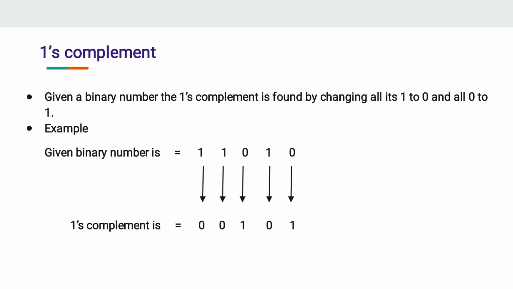So let's see the ones complement. In the ones complement concept, a given binary number will change all its bits, that is from 1 to 0 and 0 to 1. Example: here 0 is converted to 1, 1 is converted to 0, 0 is converted to 1, 1 to 0, 1 to 0. Like this we convert binary numbers to the ones complement.